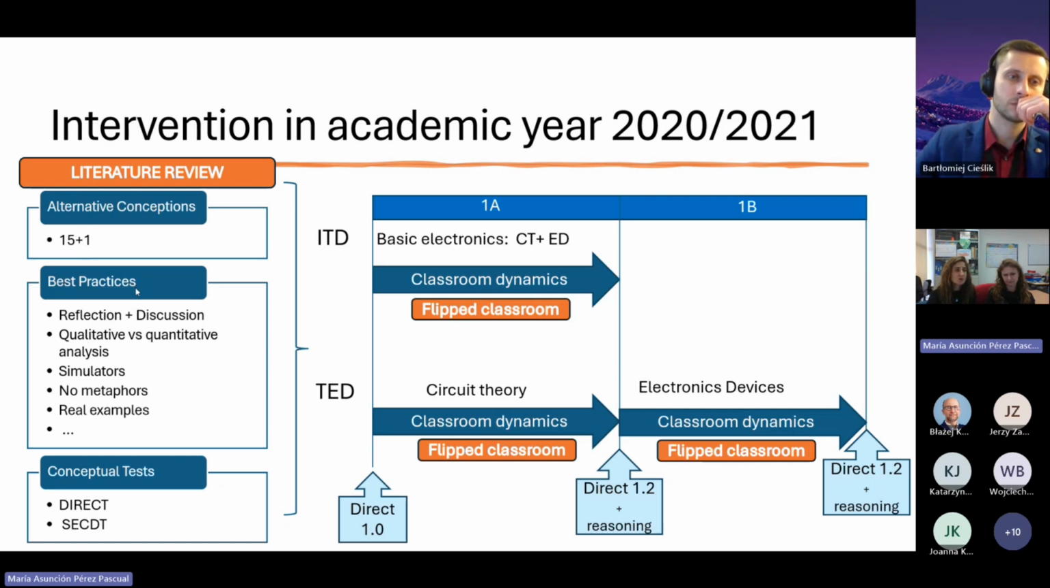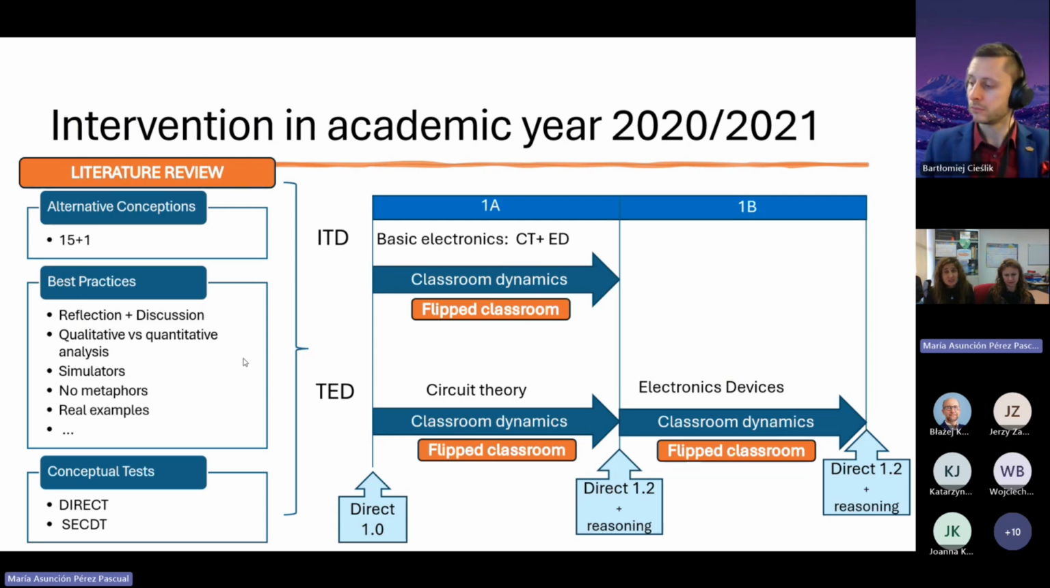And then we also looked for best practices to avoid the alternative conceptions that are summarized here. They include activities with reflection and discussion, promoting qualitative versus quantitative analysis, the use of simulators, no use of metaphors, and use of real examples. All these best practices were put into practice in the classroom dynamics that we propose in both groups.